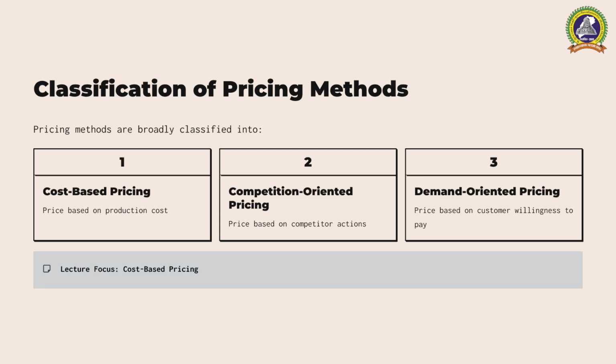Next is the third family, which is called demand-oriented pricing. This is perhaps the most sophisticated. It ignores cost and competition initially and asks what the customer is actually willing to pay. This includes strategies like skimming, penetration pricing, and perceived value pricing.